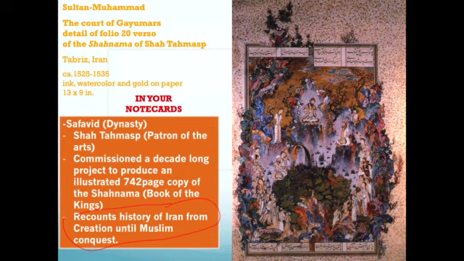And what do we have here? We have, again, this mythical king, all right? And his name was Shah Tahmasp, and he was a patron of the arts. He commissioned a decade-long project to create this book that was eventually 742 pages long of the various Shahnama kings, and it was called the Book of the Kings, and it recounts the history of Iran from its creation until its Muslim conquest. Now, what's odd about this is the image itself is off center, and I want you to think about maybe why that is as we go through and talk about the rest of this image.